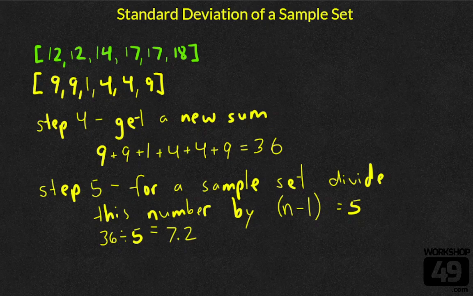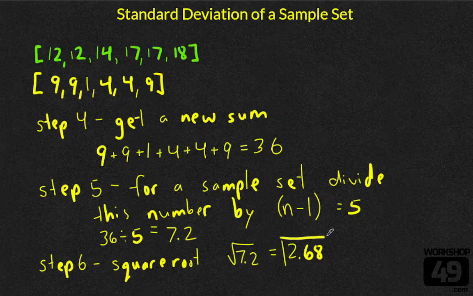We do this for small sample sets to account for the fact that 1 or 2 numbers might seriously mess up our standard deviation. So this is a correction. You do not need to do this for large data sets, but you need to do it for small data sets. Our final step, step 6, you are just going to square root, and that's going to bring us to the end. If you do the square root of the 7.2, that's going to equal 2.68, which is our sample standard deviation.